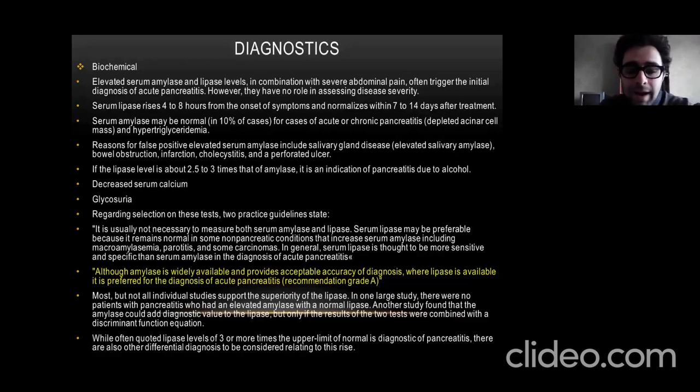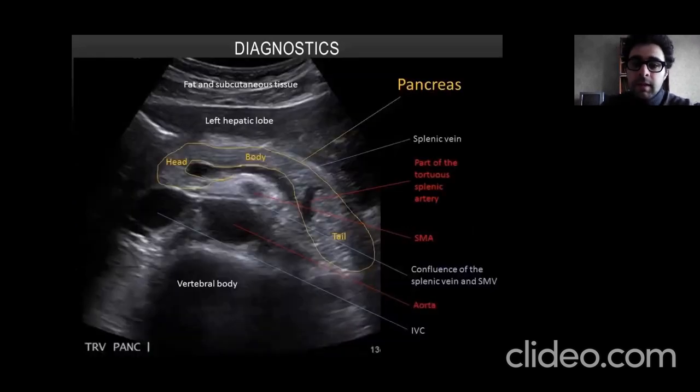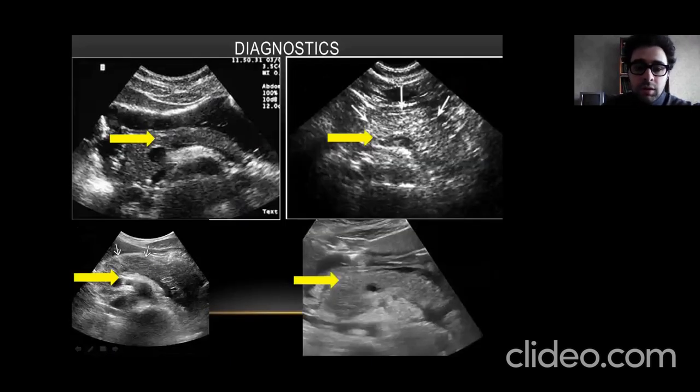So amylase is widely available and provides acceptable accuracy, but lipase is preferred for diagnosis of acute pancreatitis. Ultrasound: this is a normal pancreas, head, body, tail. Small head, body, and contours of the tail. And here, a big, enlarged, edematous pancreas in all of these photos.